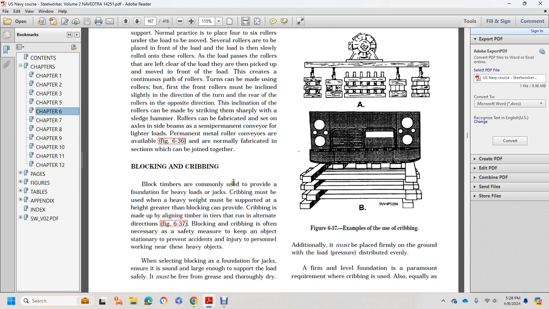Blocking and cribbing. Block timbers are commonly used to provide a foundation for heavy loads on jack cribs, which must support a heavy weight at a height greater than blocking can provide. Cribbing is made of timbers laid in alternating directions. Blocking and cribbing is often necessary as a safety measure to keep an object stationary and prevent accidental injury to personnel working near the heavy object. In selecting blocking for foundation jacks, ensure that it is sound and large enough to support the load, and that it is free of grease and thoroughly dry.